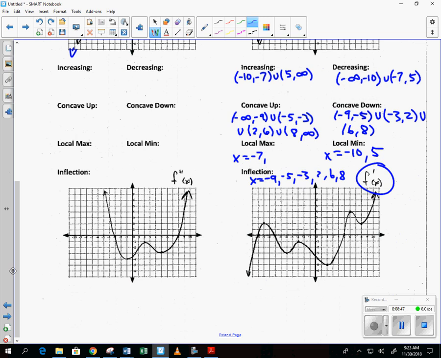This one we're given f double prime. Does f double prime tell us anything about increasing or decreasing? It doesn't tell us anything about increasing or decreasing. We can't really determine any information from that. But we can determine concavity. What is the definition of concavity? Wherever the second derivative is positive. When is the second derivative positive? Negative infinity to negative 3, union with 8 to infinity.